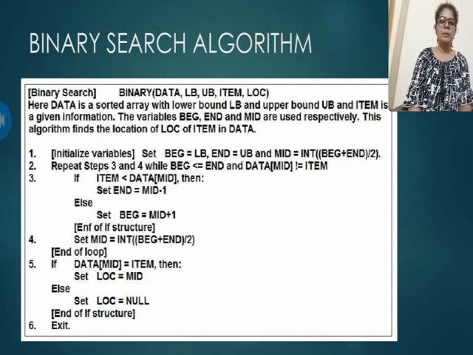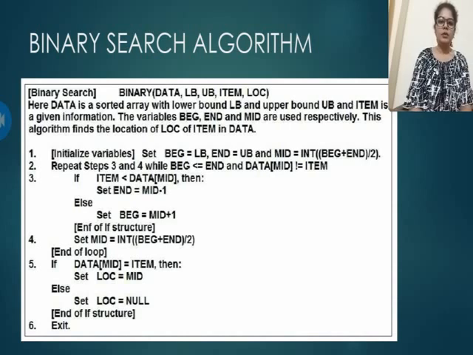Now step number 2 is repeat steps 3 and 4. We are applying a loop at steps 3 and 4, while the condition is beginning is less than or equal to end and data mid is not equal to item. It means we have to apply the loop till we find the item at the mid, or while beginning is less than or equal to end. It means the list is not completed yet, so we have to repeat the process.